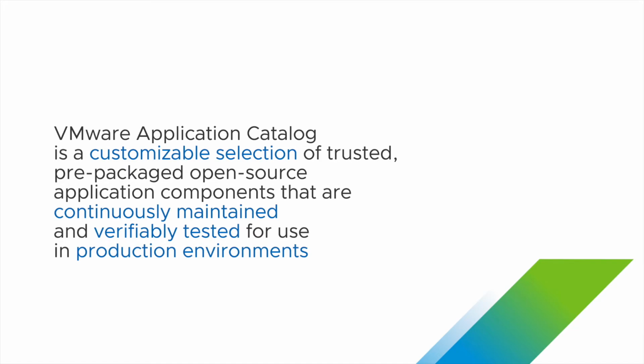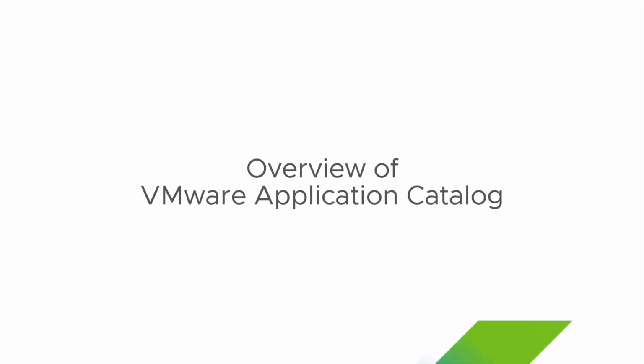VMware Application Catalog, formerly known as Tanzu Application Catalog, is a customizable selection of trusted, prepackaged, open-source application components that are continuously maintained and verifiably tested for use in production environments.